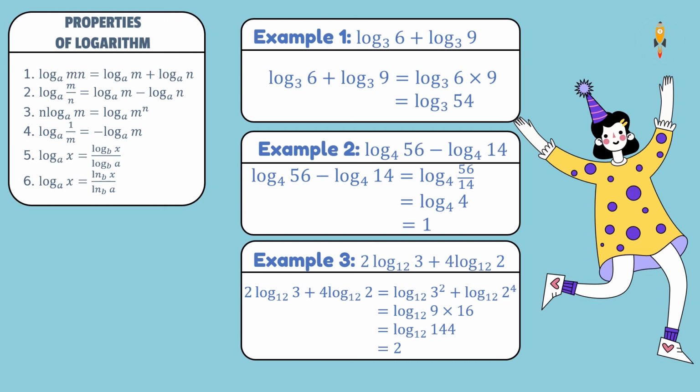Example number 3. 2 times log base 12 of 3 plus 4 times log base 12 of 2 is equal to log base 12 of 3 squared plus log base 12 of 2 raised to 4. So, 2 times log base 12 of 3 plus 4 times log base 12 of 2 is equal to log base 12 of 9 times 16. So, it is equal to log base 12 of 144, which is equal to 2.